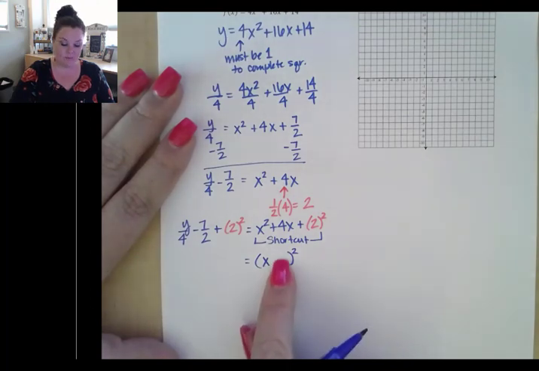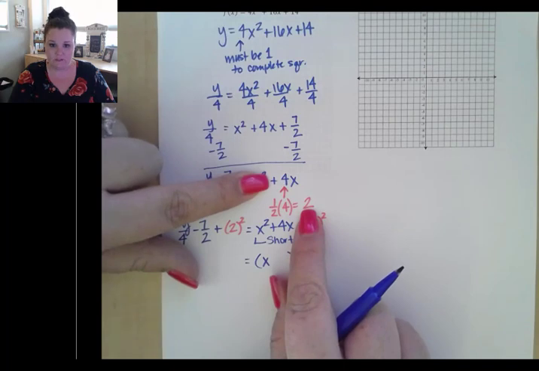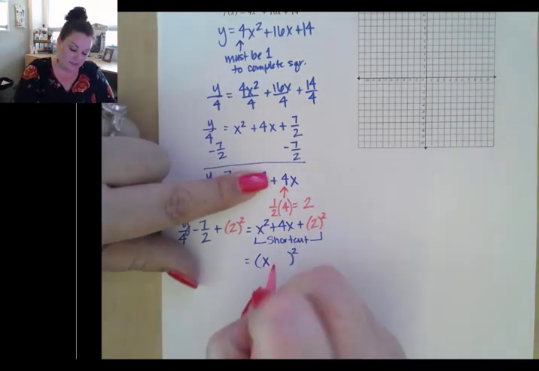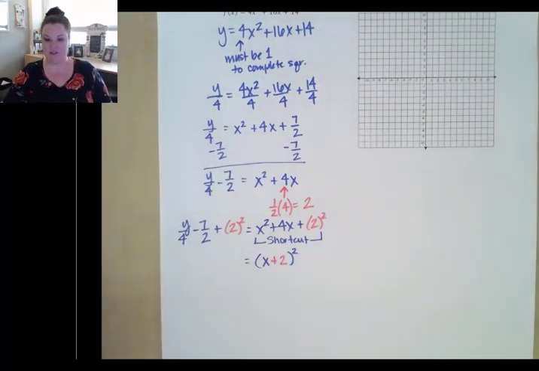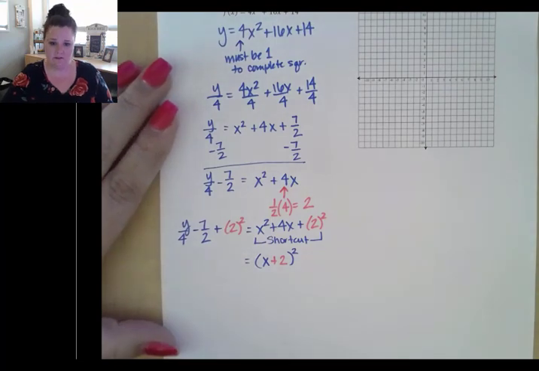Whatever sign we get when we took half the middle term. This was a positive 4, so we took half of it, we get a positive 2. So that's going to factor into x plus 2. And then I just need to simplify the left-hand side, right?